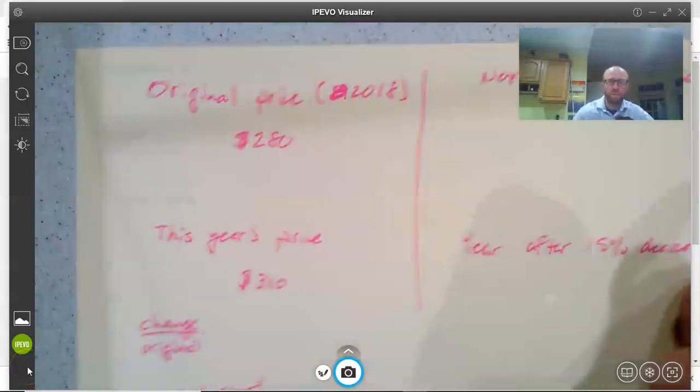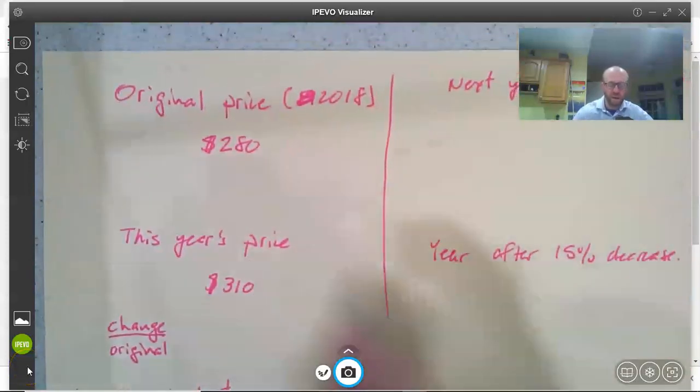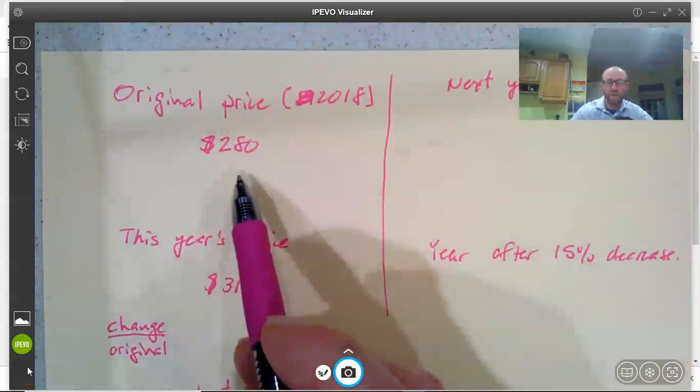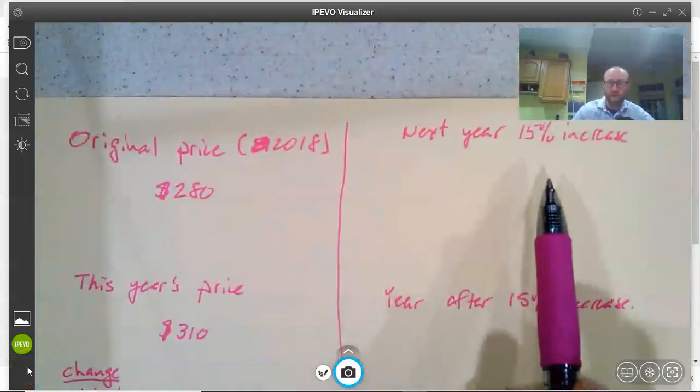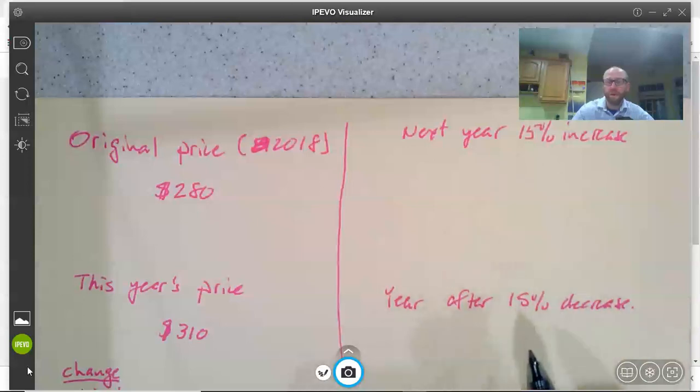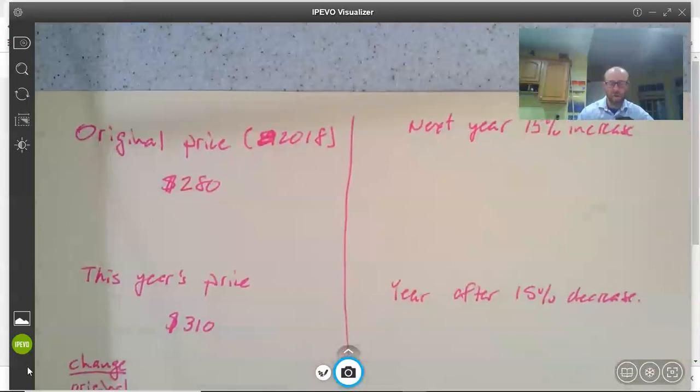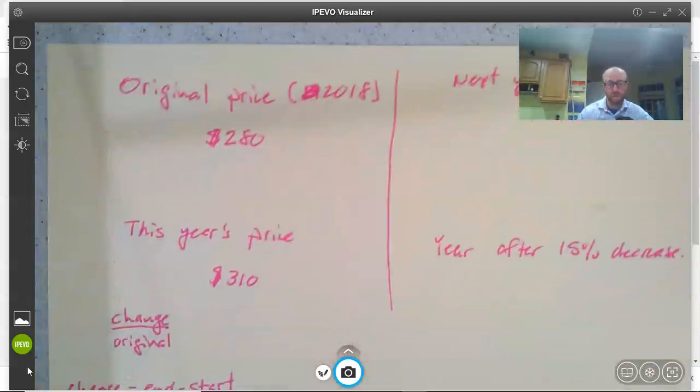Right. We're dealing with a gadget here that costs $280 one year. The next year it's $310. The year after it has a 15% increase in price, and the year after that it has a 15% decrease in price. And we're just going to take a look at what's going on with the price here.